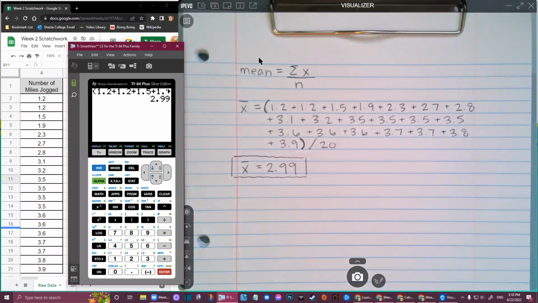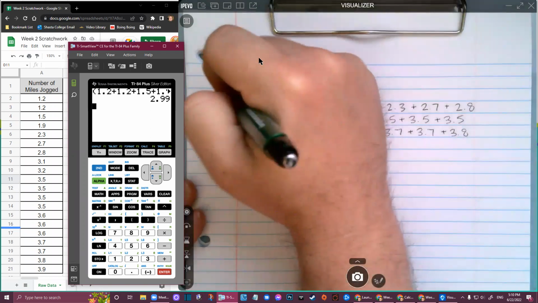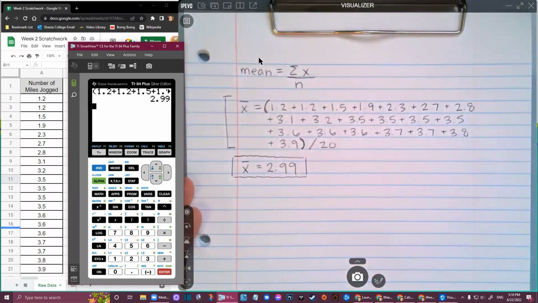Please note, if you are calculating this by hand, you do need to write this part out. I need to know what you added. I need to know what you divided by. If you're doing it by calculator, check those videos to see how I'd like you to show work.